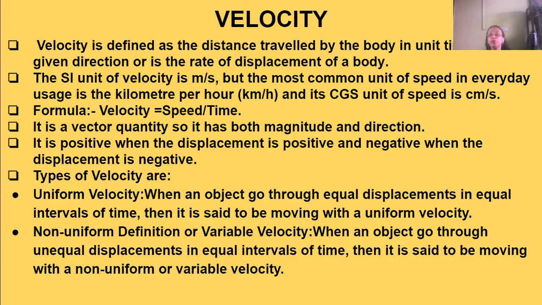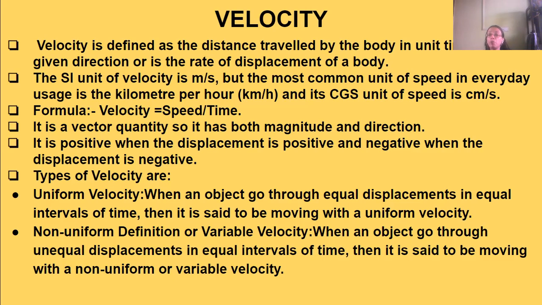Now we come to uniform velocity. When an object makes equal displacements in equal intervals of time, the body is said to be moving with uniform velocity. For example, if a body is moving 1 kilometer every hour in the direction north, you have to mention the direction for velocity. So it is moving north. So that is uniform velocity.